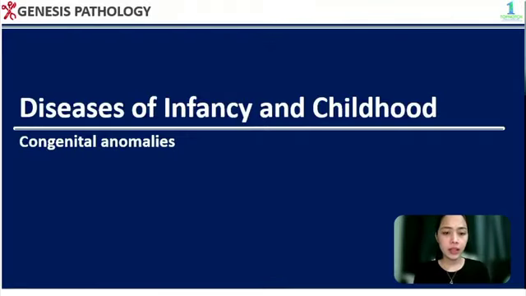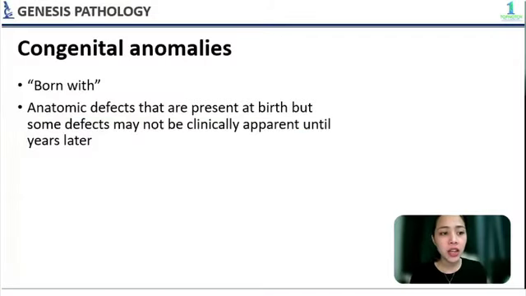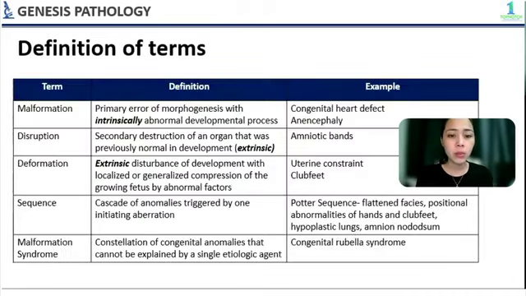Okay? Next, diseases of infancy and childhood. Congenital anomalies, congenital means born with. So these are anatomic defects that are already present at birth, but for some, they may not be clinically apparent until years later, like your congenital heart disease and renal anomalies. So some definition of terms. When we say malformation, so these are primary errors of morphogenesis, meaning intrinsically abnormal talaga yung development ng certain organ na yun. Example, congenital heart defect and anencephaly.